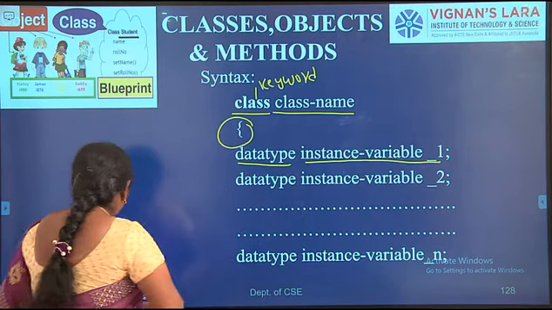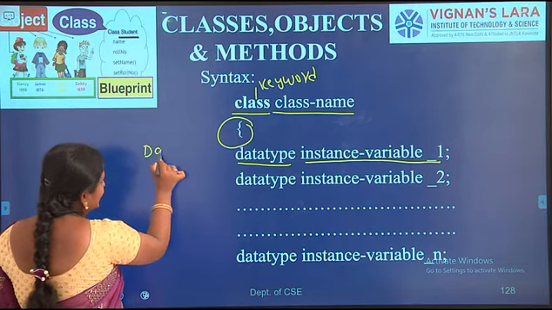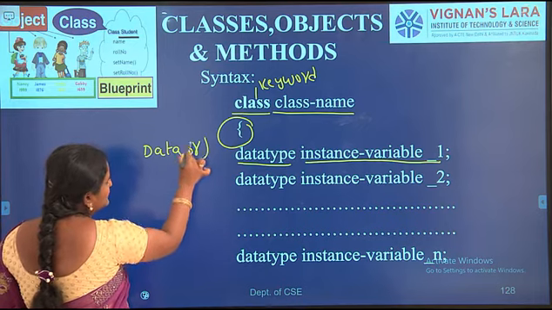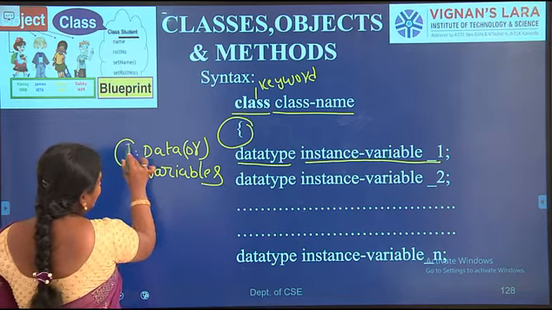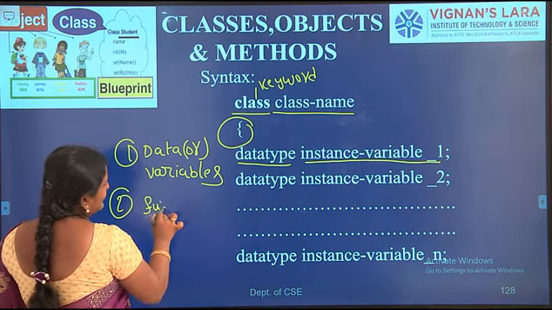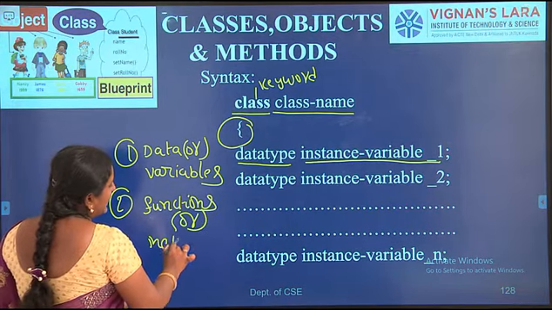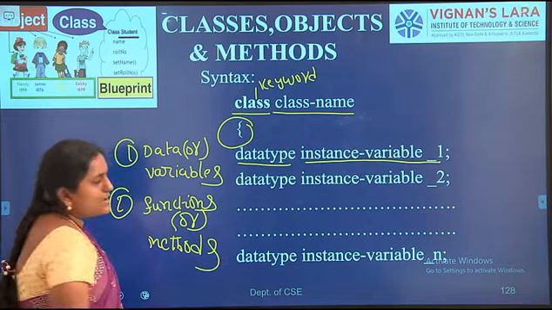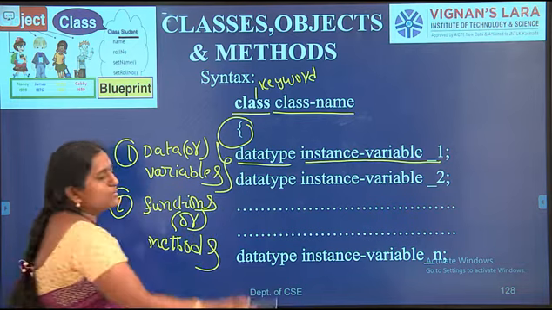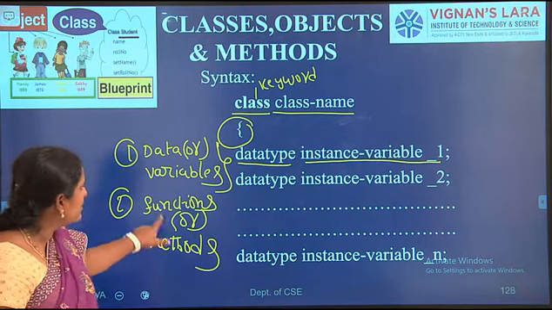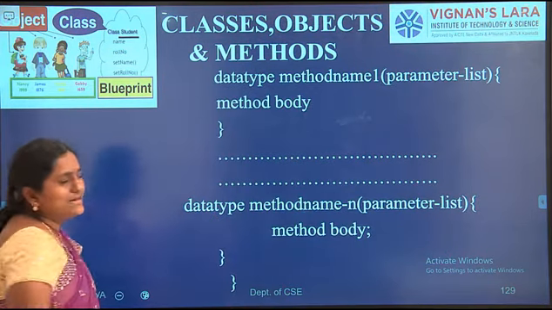Okay, so the variables part is completed. A class contains two parts: data or variables, and functions or methods. We have completed the data or variables part in our class definition. Only the functions or methods part remains, so next we define methods or functions in our class definition.